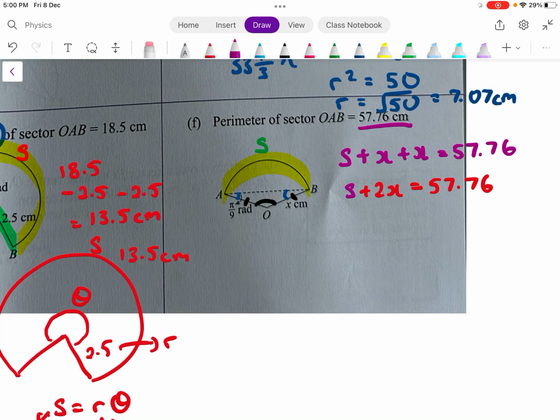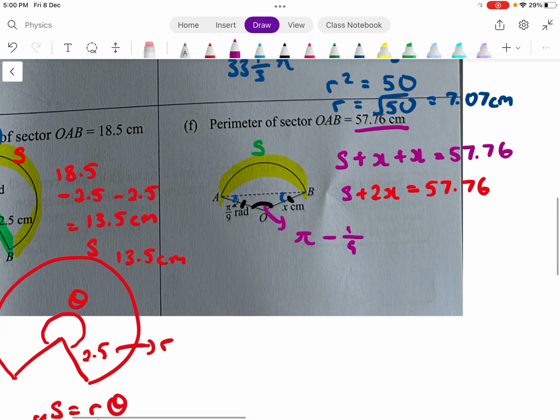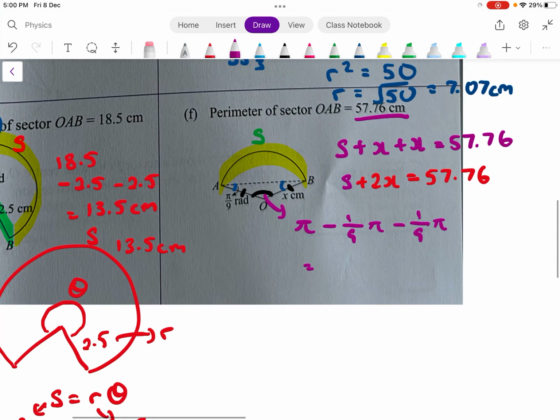Okay, I want to find this angle right here. I simply just use 180, but 180 in terms of pi is pi, 1 pi. Minus away 1 over 9 pi, minus away 1 over 9 pi. So what I'll get is actually 1 minus 2 over 9, which is about 7 over 9 pi. Okay, so this is 7 over 9 pi radian. Of course, I don't want to write radian, just put it as such.